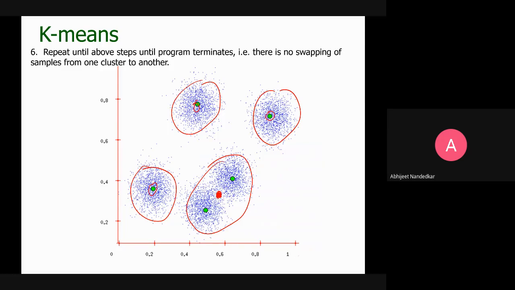So pictorially, this is not a good thing, that you will be keeping a centroid at such a location where there are very few samples. A centroid must be surrounded by many samples. So that's why it will be a centroid of the data. It should represent, or it is, a prototype for a certain group.